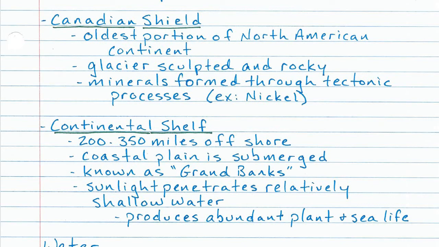The two other areas that we want to take a look at are the Canadian Shield and the continental shelf. Canadian Shield, you want to remember, is the oldest portion of the North American continent. This is sometimes called the Craton, C-R-A-T-O-N, and that just means the original part of the continent that was formed back when the globe looked much, much different than it does today. So this makes this area some of the oldest rock on the continent.